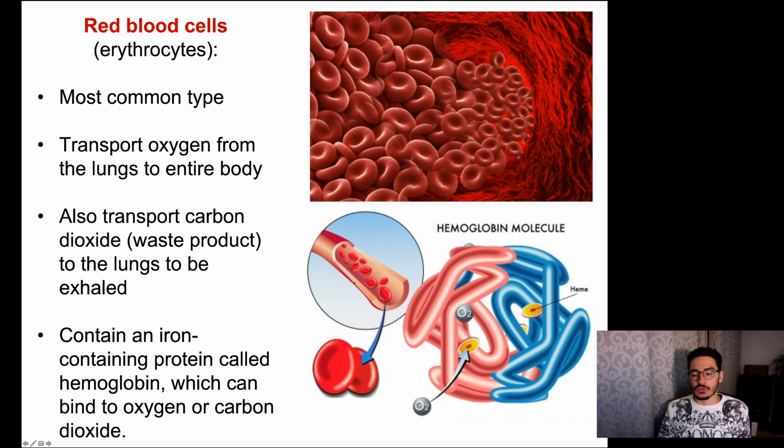The protein which is responsible for binding oxygen is the hemoglobin protein. This is a very complex protein structure, and it has a special addition, iron. And the iron is actually responsible for binding the oxygen.